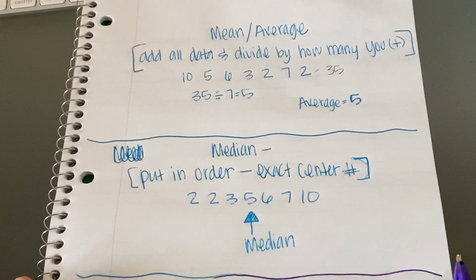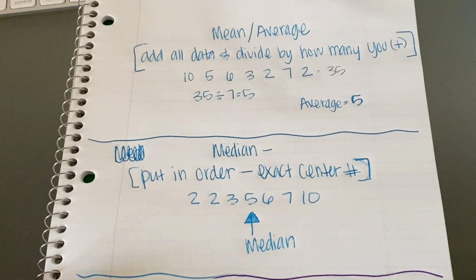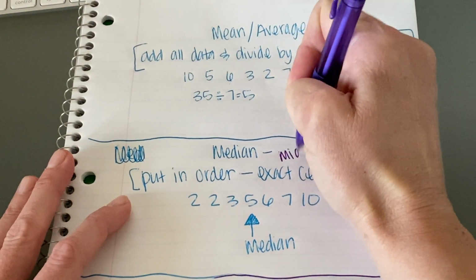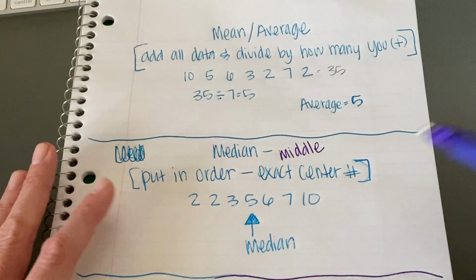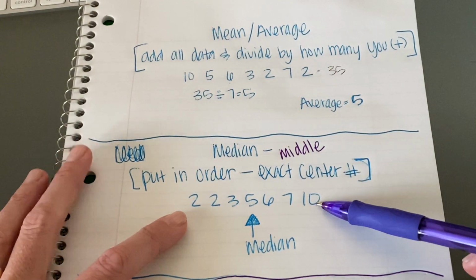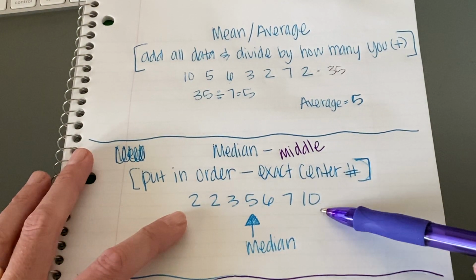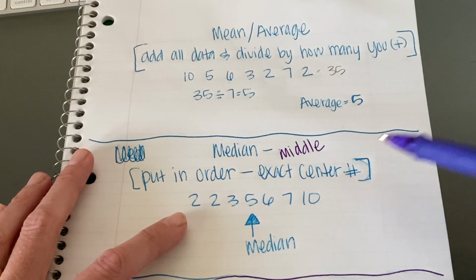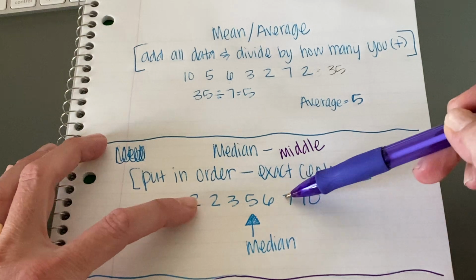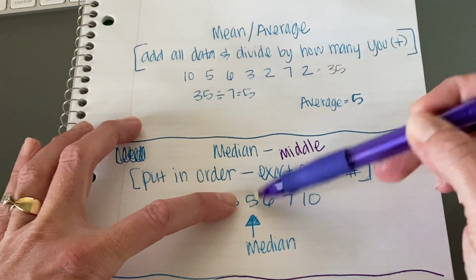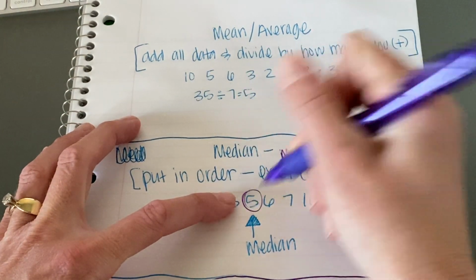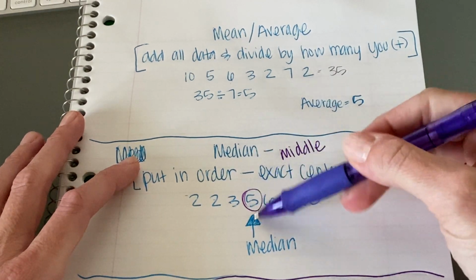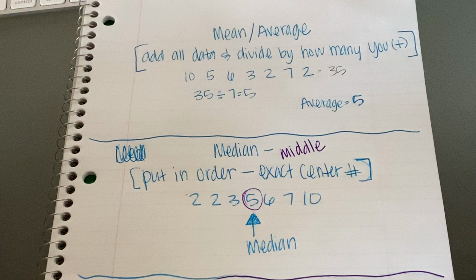Okay, median is the next thing. Now, to figure out the median, that just kind of means middle. That's another way of saying middle. So you would put all of your data points in order from least to greatest, and then you're going to look at the one that's exactly in the very center. Okay, so if I count in, I've got this one being right in the center. There's 1, 2, 3 on this side, 1, 2, 3 on this side, and this 5 is actually in the very middle. That makes it the median.